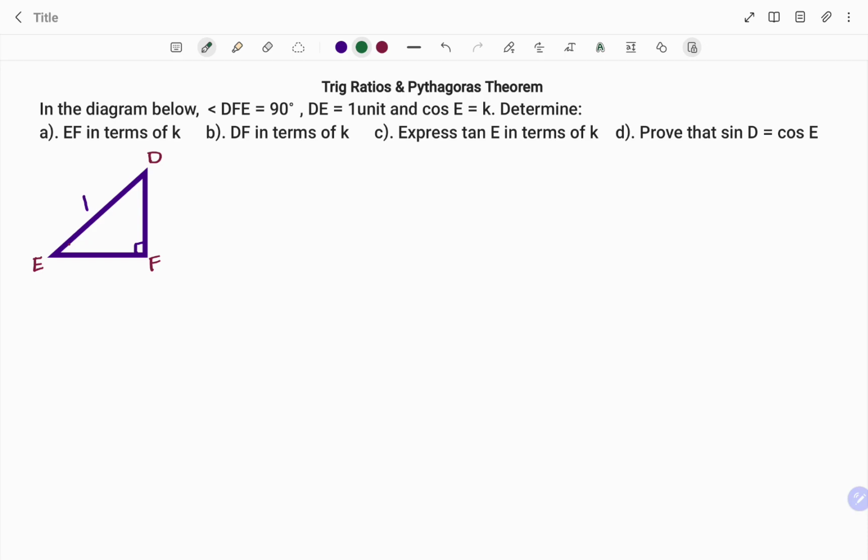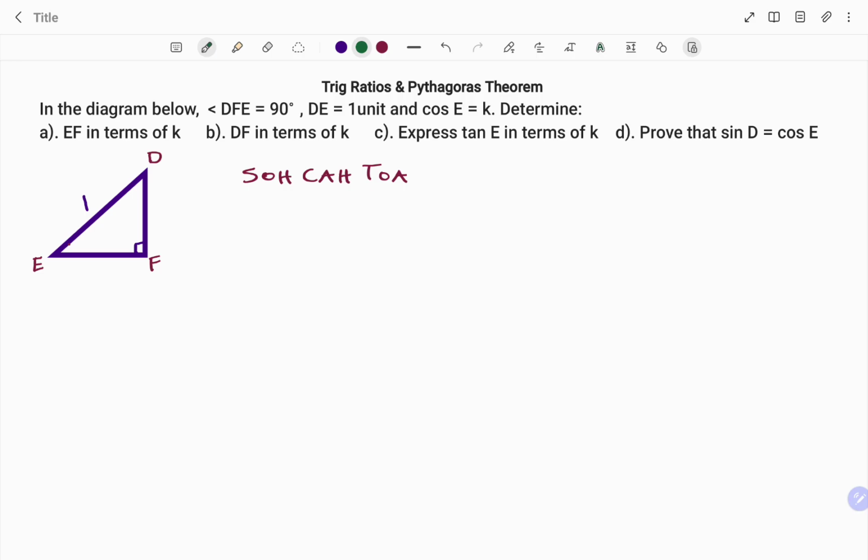Starting with the first part of the question, angle DFE is 90, that's given in the diagram, line DE is 1 unit, and cos E is equal to K. So I have, using my trig ratio, the acronym SOHCAHTOA, which means that the sine of the reference angle equals opposite over hypotenuse, the cos equals adjacent over hypotenuse, and the tan equals opposite over adjacent.